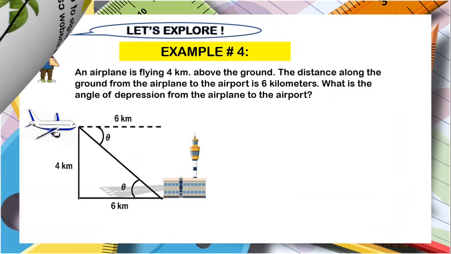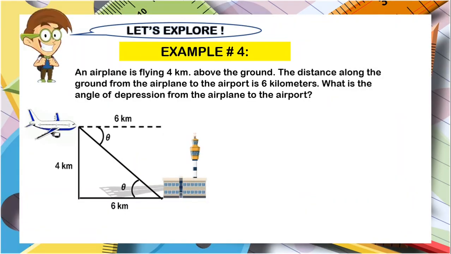Now for our last example. An airplane is flying 4 kilometers above the ground. The distance along the ground from the airplane to the airport is 6 kilometers. What is the angle of depression from the airplane to the airport? Here, the missing value is the measure of the angle. As you can see, the opposite side and the adjacent side of the right triangle are already given in the problem. Thus, we use tangent ratio to solve the problem.